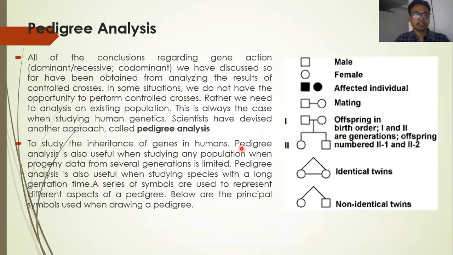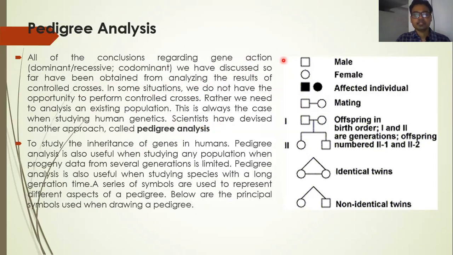Let's come to pedigree analysis. If we would like to analyze a family tree with so many generations, then analyzing in the genotypic form might be troublesome for us. That's why a special analysis was developed by scientists, known as pedigree analysis. All of the conclusions regarding gene action we have discussed so far have been obtained from analyzing the results of controlled crosses. In some situations, we don't have the opportunity to perform controlled crosses, when the tree is very long and there are a huge number of offspring and generations. Then a revised approach is used, known as pedigree analysis.